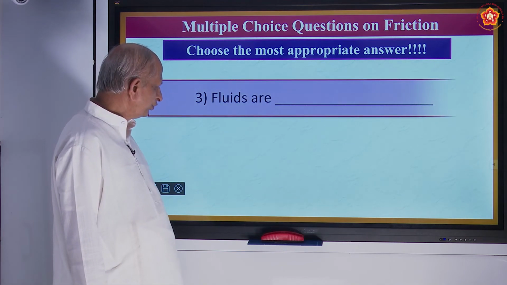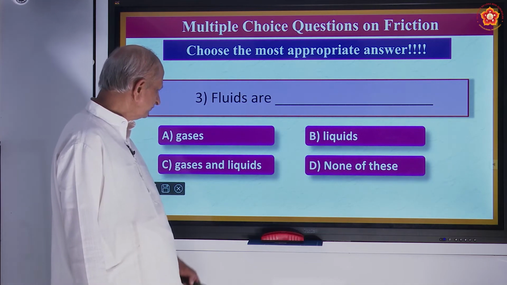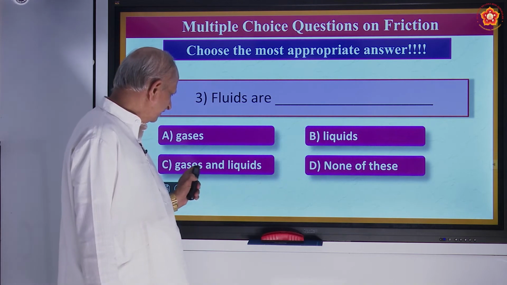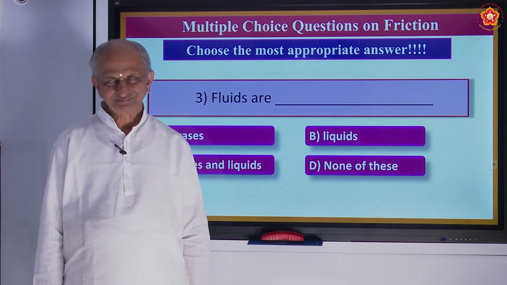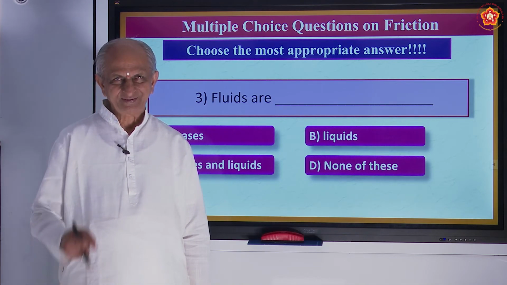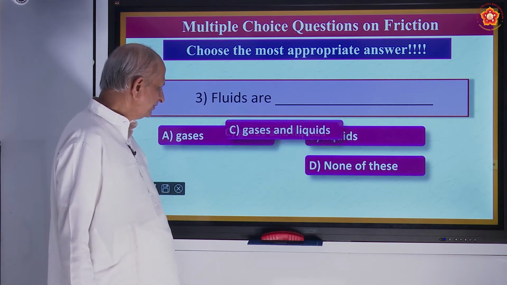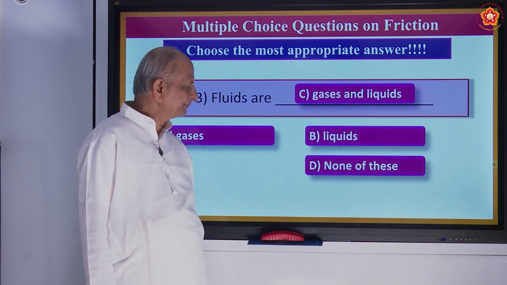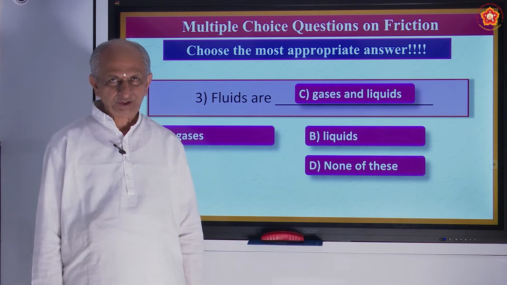Third question: what are fluids? Are they the gases, the liquids, the gases and liquids, or none of these? Come on, answers. 5, 4, 3, 2, 1. They are gases and liquids. So gases and liquids together are called fluids.